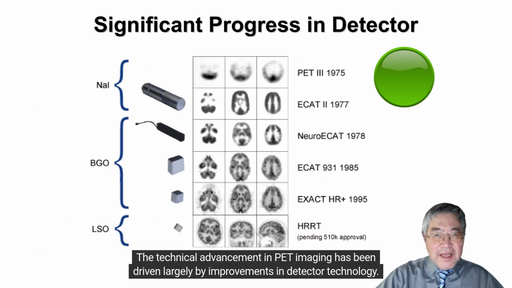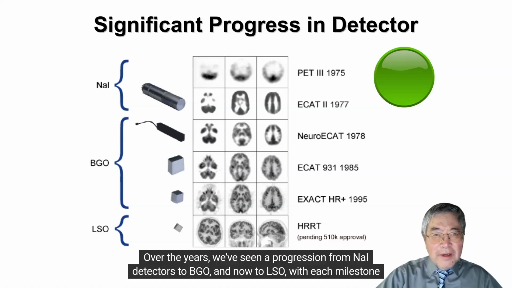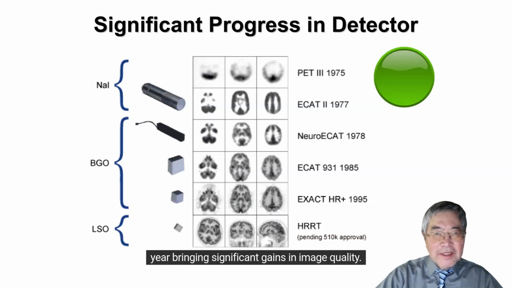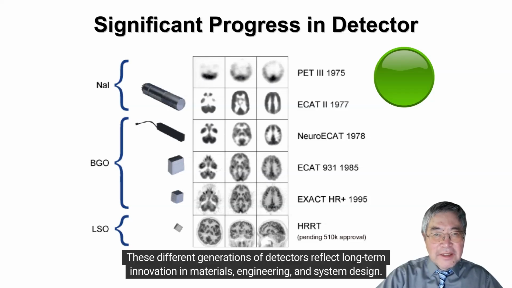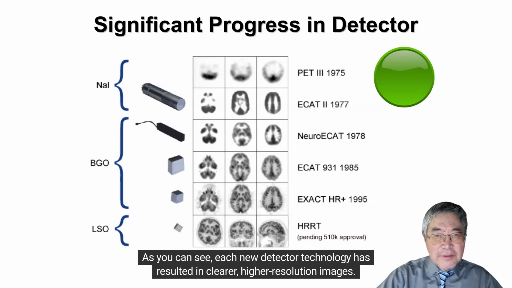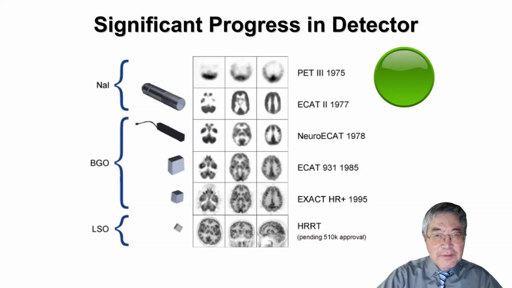The technical advancement in PET imaging has been driven largely by improvements in detector technology. Over the years, we've seen a progression from NaI detectors to BGO and now to LSO, with each milestone year bringing significant gains in image quality. These different generations of detectors reflect long-term innovation in materials, engineering, and system design. As you can see, each new detector technology has resulted in clearer, higher-resolution images.